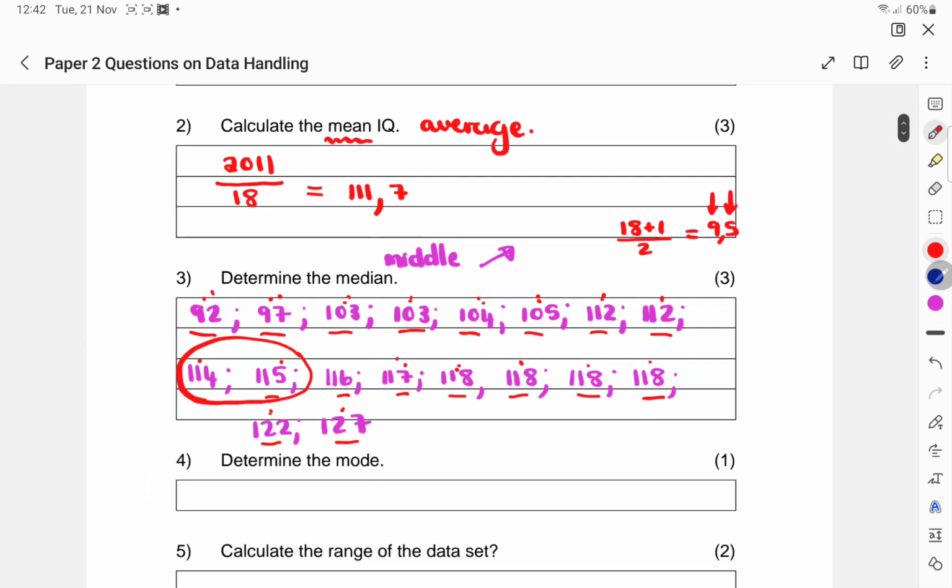If there are 2 in the middle, you want to find the average of the 2. So 114 plus 115 divided by 2. But most of you can see it's 114.5.